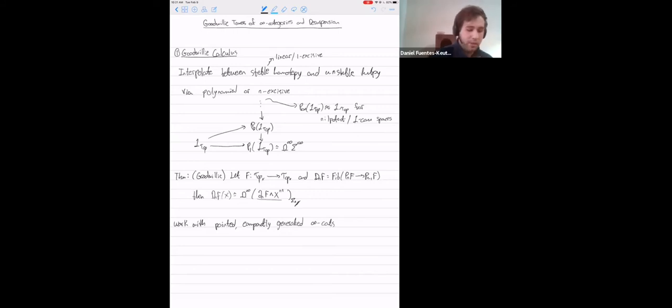And so maybe a super brief description of each of these words. By pointed, I mean my categories have a 0 object, something that is both initial and terminal, like pointed spaces. By compactly generated, I mean generated from small data.